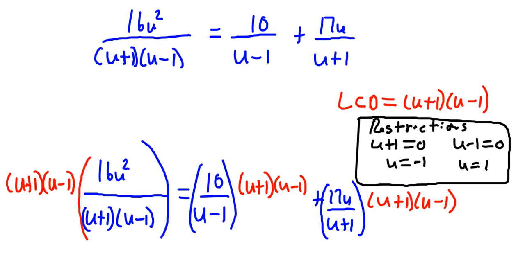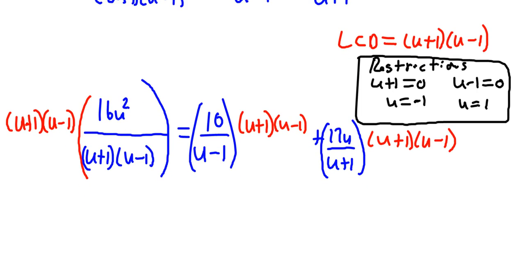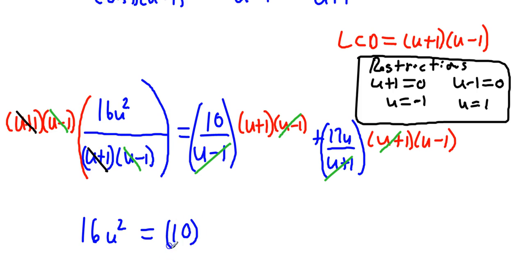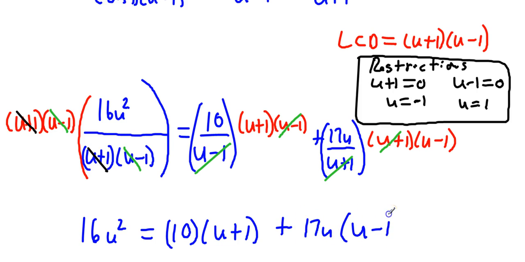Okay, so we've got everything here. Just start canceling everything out, and let's see what we've got left over. Get rid of the u plus 1 and u plus 1. Get rid of the u minus 1 and the u minus 1. A u minus 1 here and a u minus 1 there. A u plus 1 there and a u plus 1 there. So on the left-hand side, we've got 16u squared. We have 10 times u plus 1 plus 17u times u minus 1.